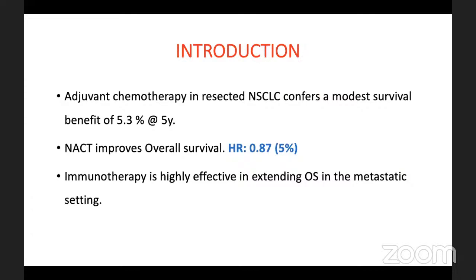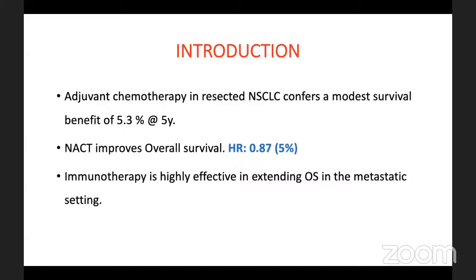So we know that surgery alone does not cure the majority of patients with non-small cell lung cancer. And the LACE meta-analysis has shown us that adding adjuvant chemotherapy to resected non-small cell lung cancer confers a modest survival benefit of around 5.3% at 5 years. Similarly, neoadjuvant chemotherapy prior to surgery also improves overall survival with a hazard ratio of 0.87, which we can at best call modest. It also confers around a 5% survival benefit.